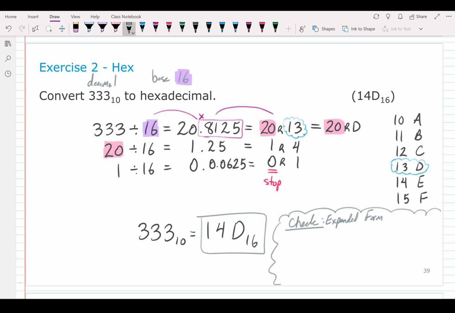So expanded form, back to decimal. I'm going to take 1 times 16 to the power of 2 plus 4 times 16 to the power of 1 plus D, which is 13 times 16 to the power of 0. And let's see what that gives us. Well, 1 times 16 squared plus 4 times 16 plus 13 is 333. I got back my original answer, which means that my conversion to hexadecimal is perfectly fine. And you could have done a similar check with exercise 1. All right, that's it for this question.